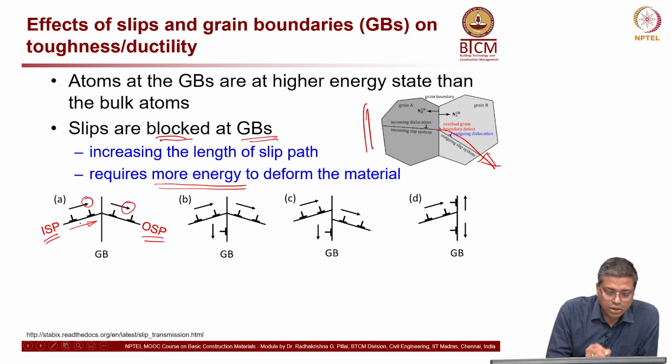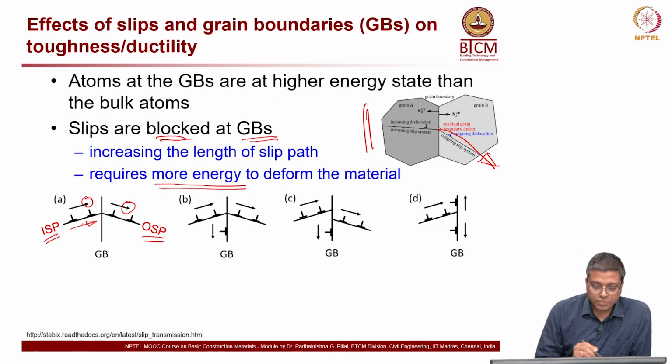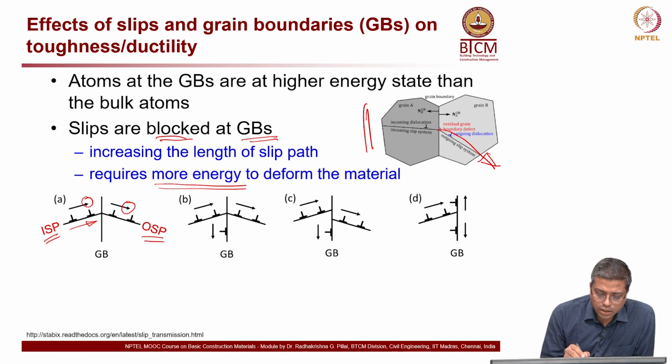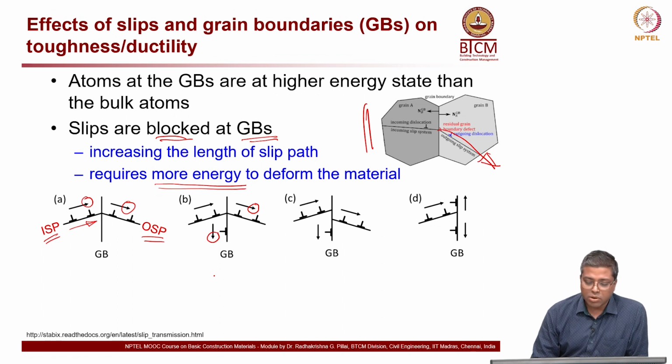So these perpendicular symbols are actually the edge dislocations. Now in this sketch B, you can see that there are multiple movements possible. This is one outgoing slip plane and this is another one, and here it is happening along the grain boundary also.